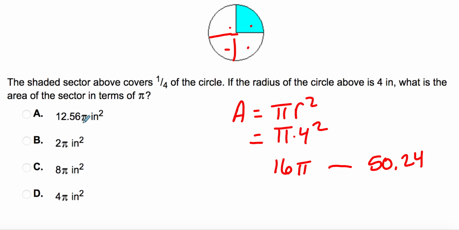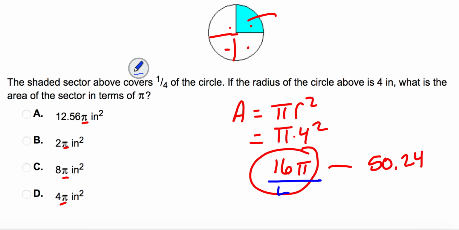However, when I look over here in my answer, notice that pi is in all of them. So I'm probably going to want to keep hold of that. Now, remember, this is the area of the whole circle. How much do I want? Just 1/4 of it. So I need to divide it into 4 pieces, which is simple. I'm just going to divide this by 4. If I take the 16 and divide it by 4, I get 4 pi, and that would be the correct answer.